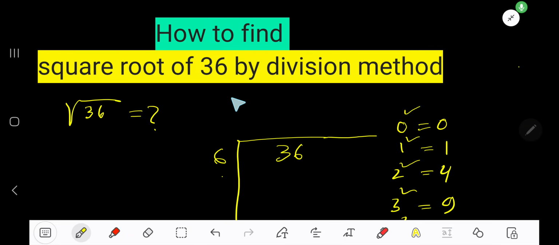How to find the square root of 36 by the division method? Look, first make a group, or make a pair, using 2 digits from right to left. So we have only one pair, which is 36. So we have to take a number whose square will be equal to 36 or less than 36.